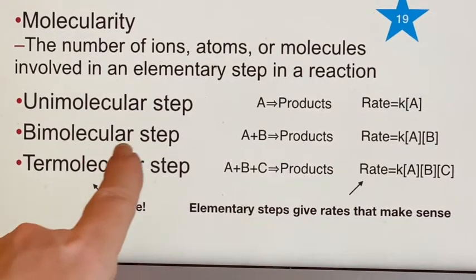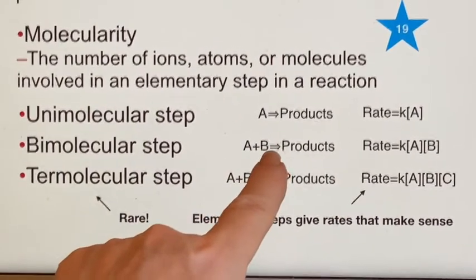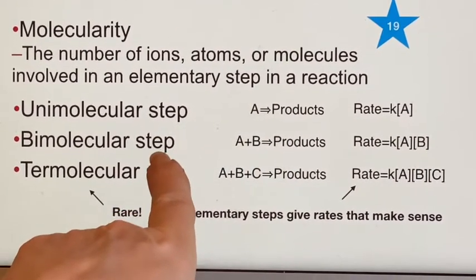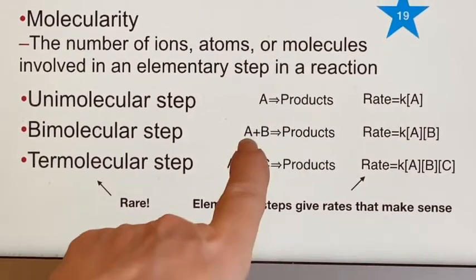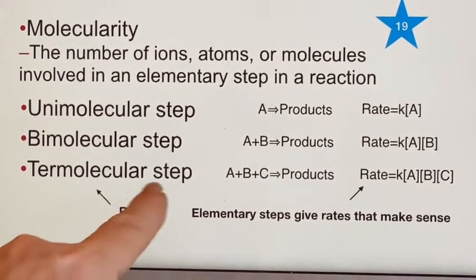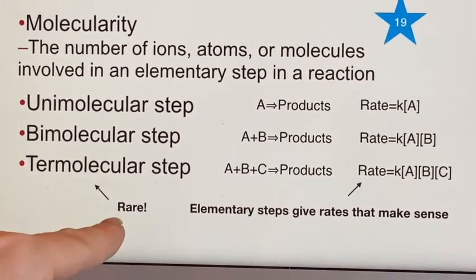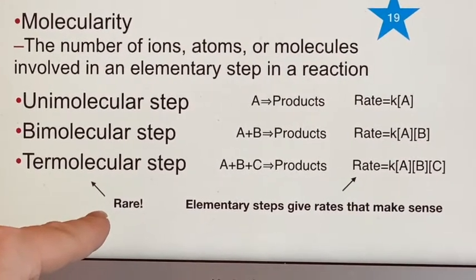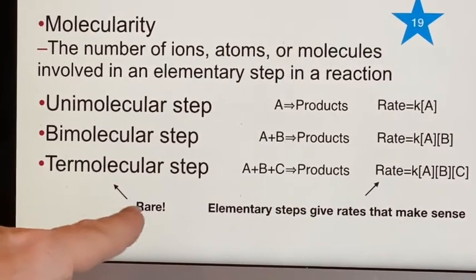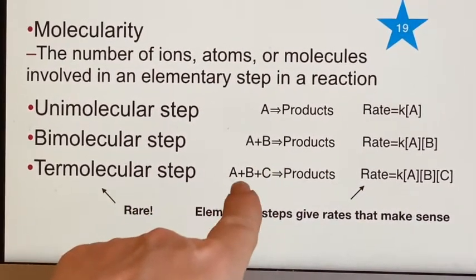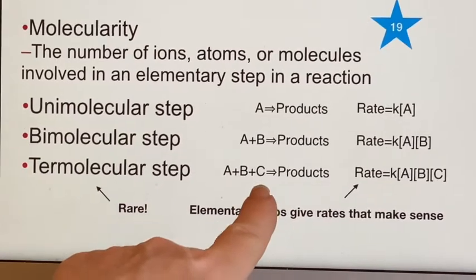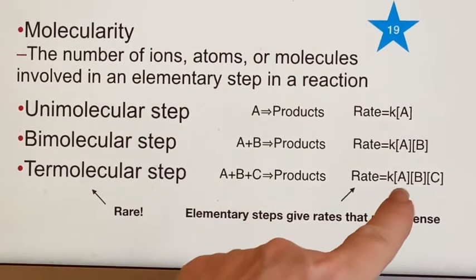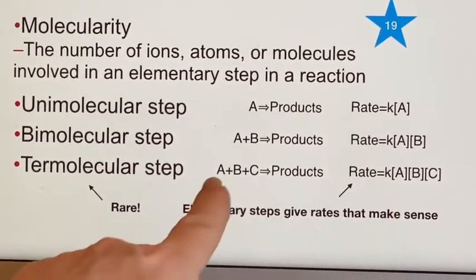Here is an example of a bimolecular step. A and B become some sort of set of materials, and the rate, because it is an elementary step, is k, the concentration of A, the concentration of B. And a termolecular step, which is quite rare. It's very difficult to get three molecules to converge at exactly the same time and space. They're all bouncing around randomly, so this is very rare. But here we have the three of them at the same time going to some new set of molecules, and the rate, again, k, and then the concentrations of A, B, and C all multiplied together.